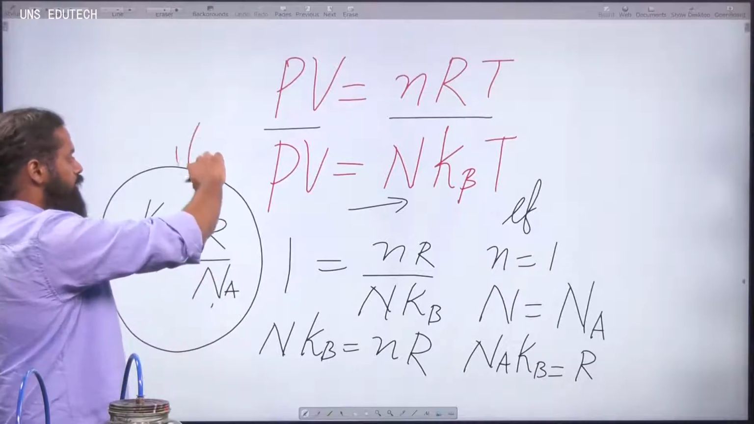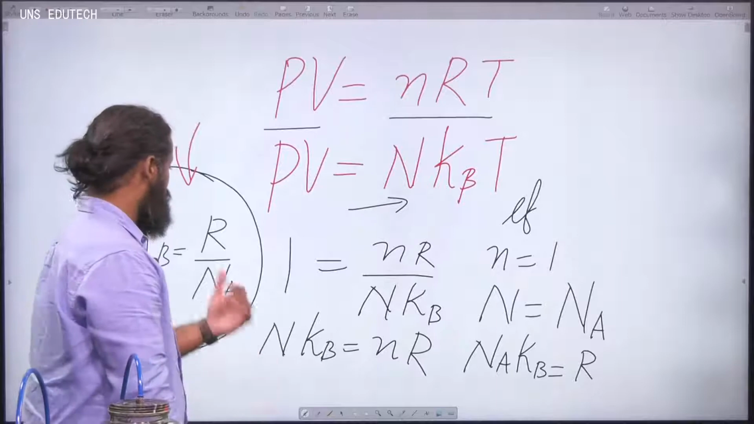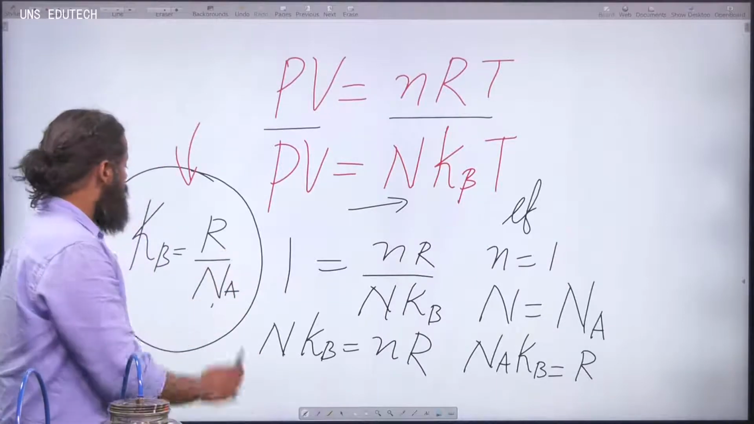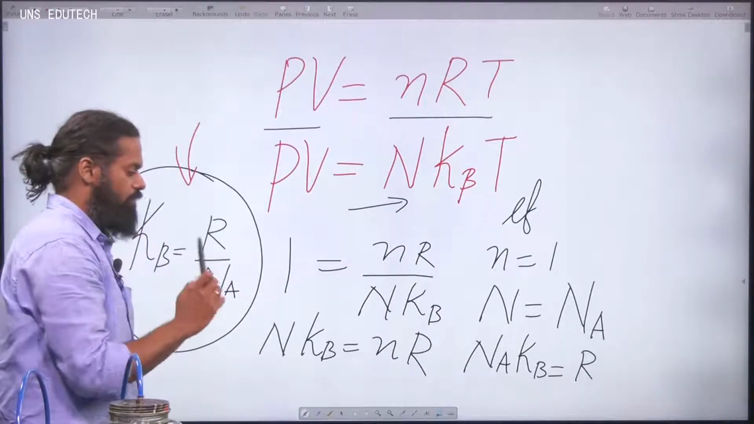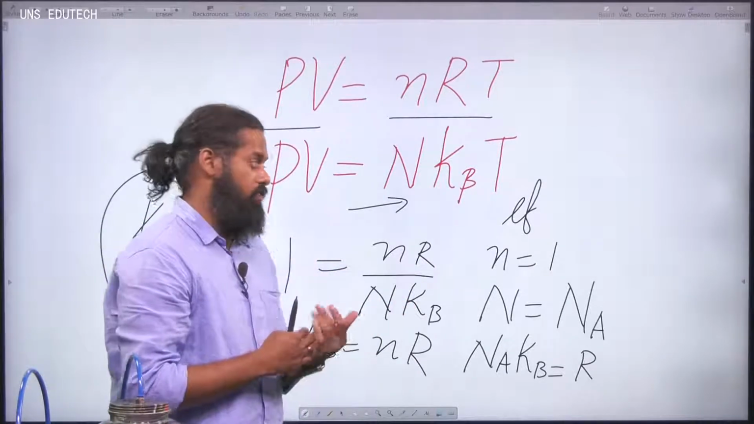This relationship is very useful while doing problems, and especially for JEE Advanced you can expect these kinds of questions. So this is the idea behind the relationship between Kb, the Boltzmann constant, and the universal gas constant.